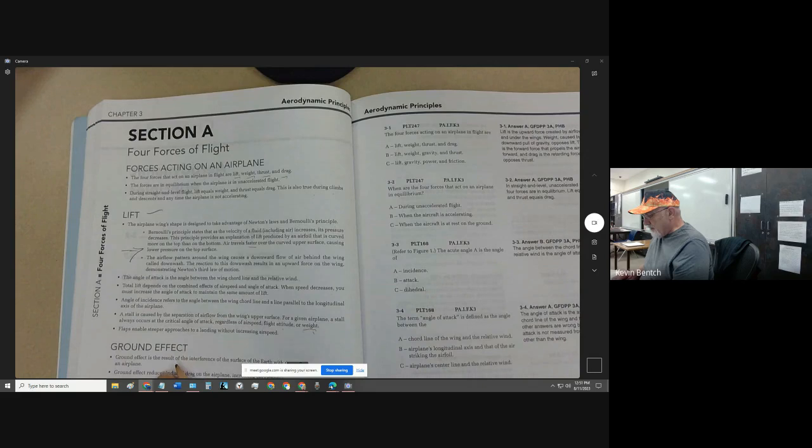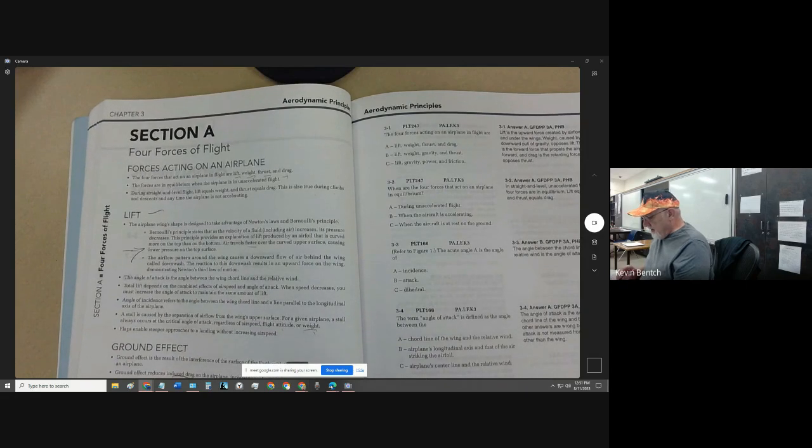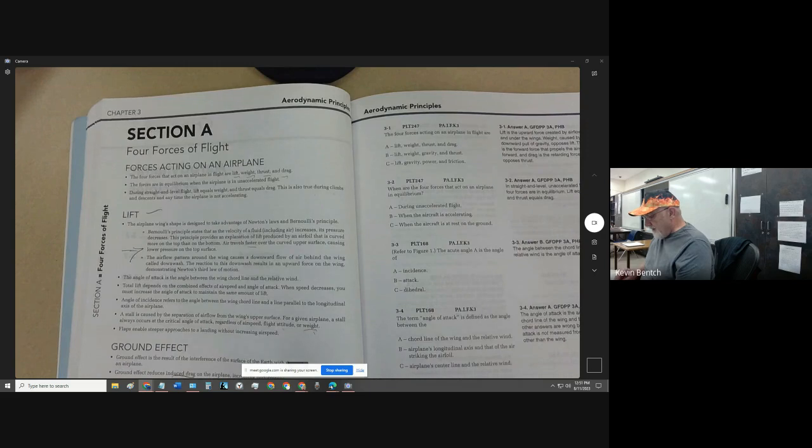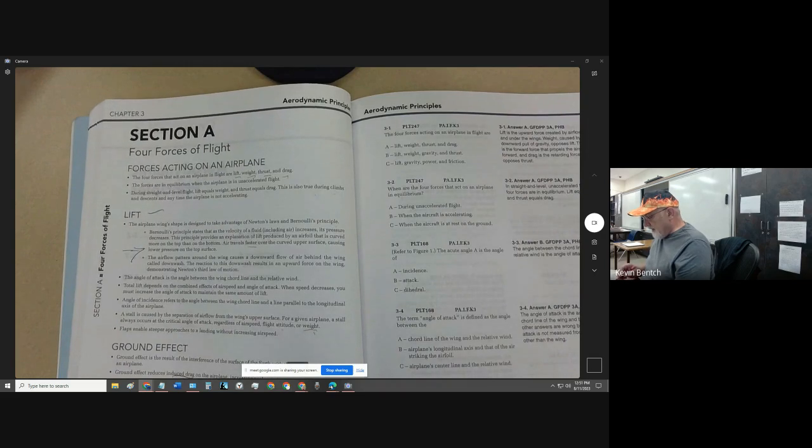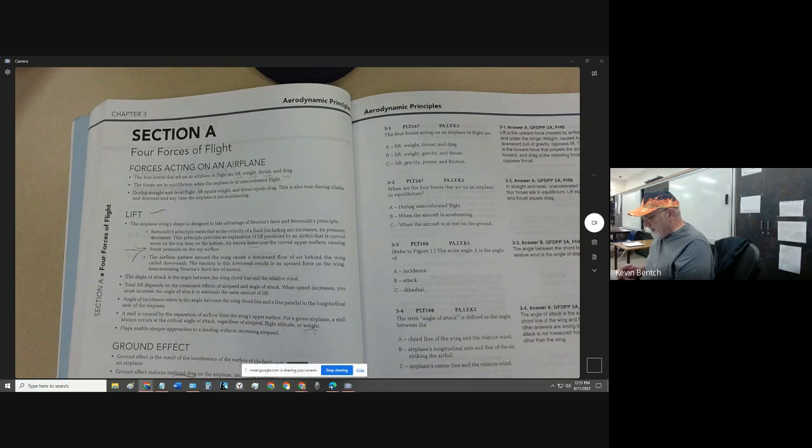Ground effect is a result of the interference of the surface of the earth and the airflow patterns around an airplane. Ground effect reduces induced drag on the airplane and increases performance. The airplane flies better under ground effect. An adverse consequence of ground effect is that the airplane can become airborne before reaching the recommended takeoff speed, but then be unable to climb out of ground effect.